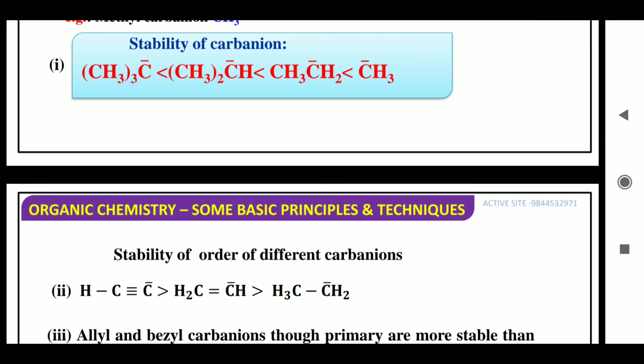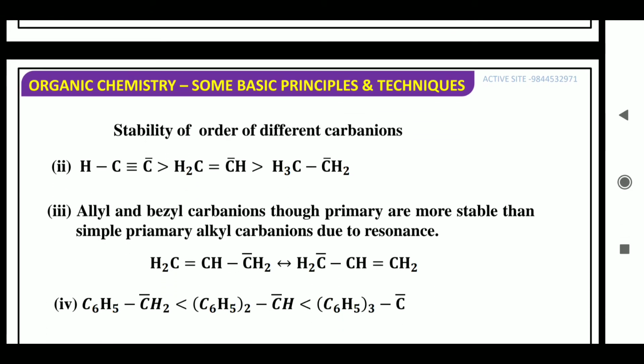Isobutyl followed by tertiary butyl. First is primary, then methyl. So this sequence is exactly opposite to your carbocation in terms of stability. Now the stability order of a different carbanion: here you can see that sp hybridized is more stable than sp2, followed by sp3.